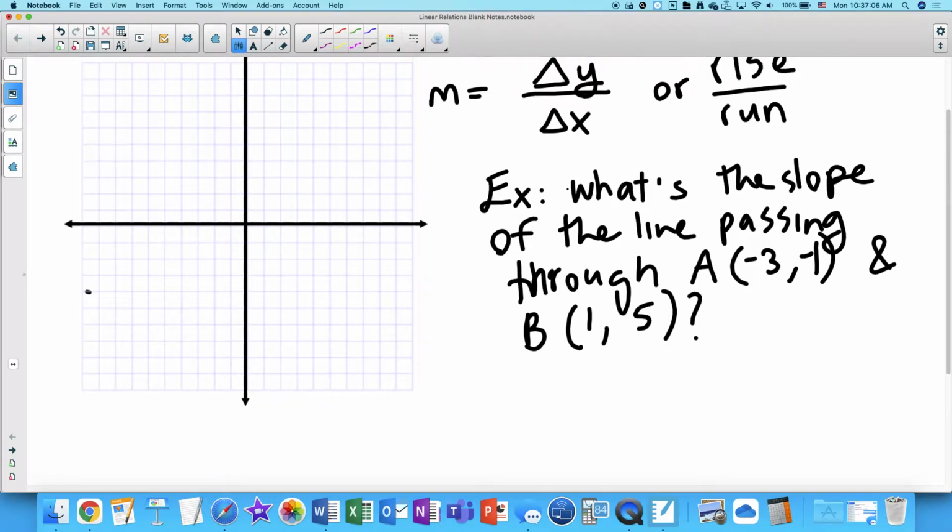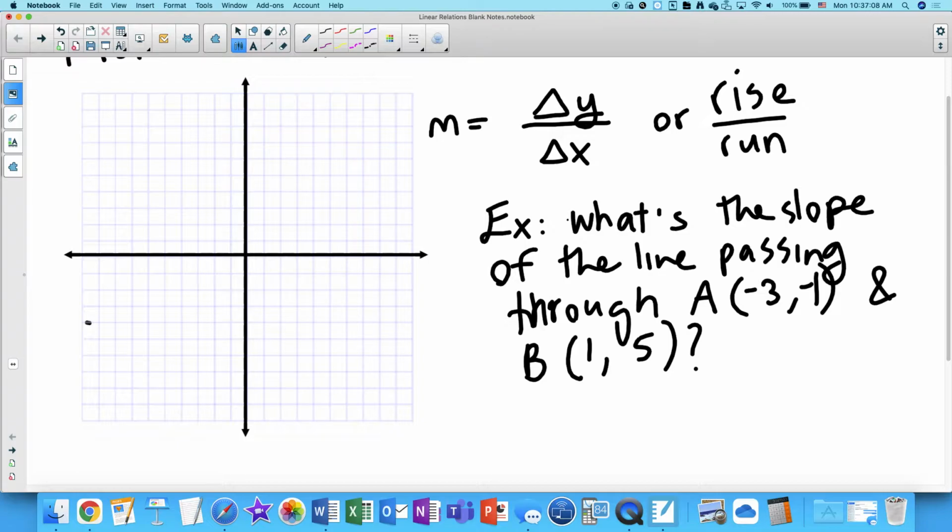Okay, well, what's one way that we could start to figure this out? Yeah, we could plot the points, right? And then we could just look at rise over run. So let's start out by doing that. So the point A is at (-3, -1), which is right here. That's point A. And the point B is at (1, 5), which is right here. And this is the point B, and this is the point (-3, -1). Okay, so I'm going to connect them.